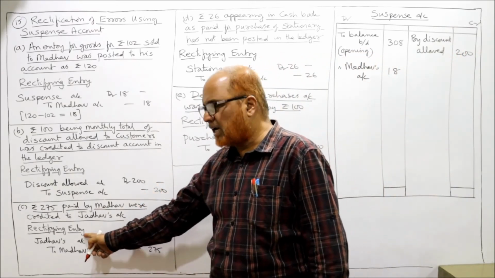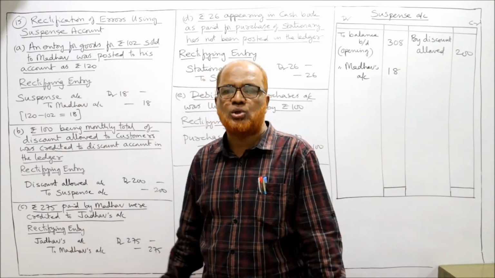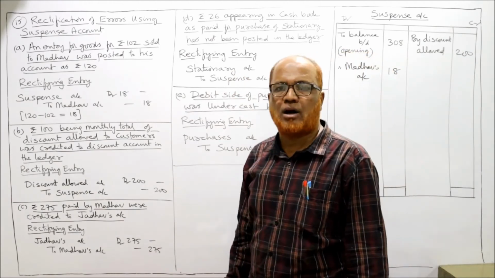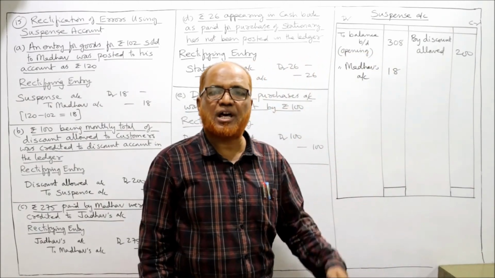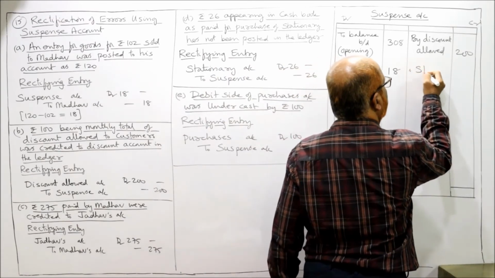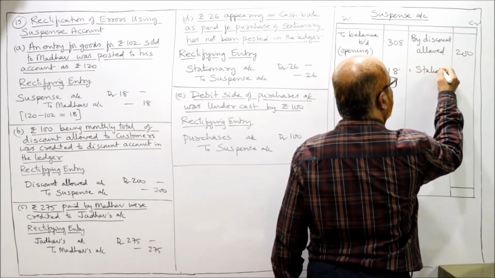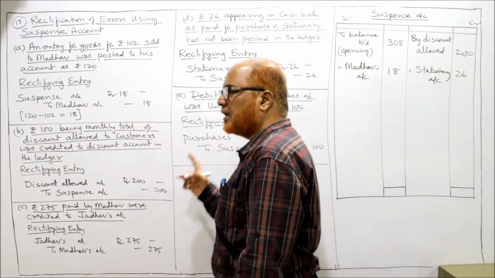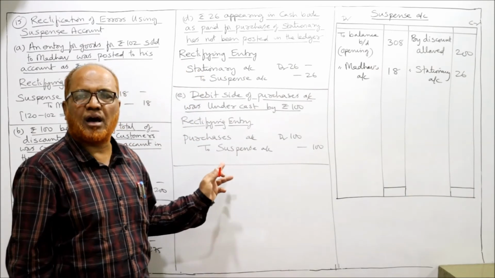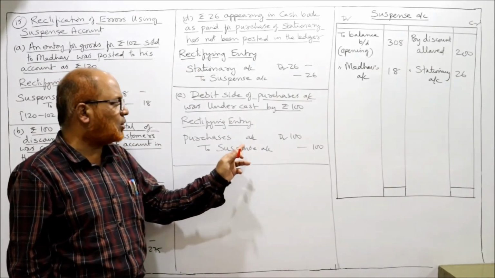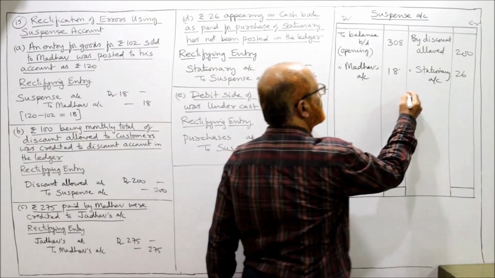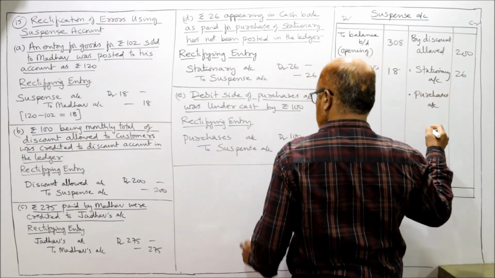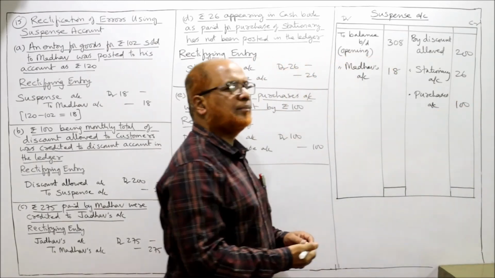Now third entry, Jadhav's account debit to Madhav's account. There is no suspense account. Ignore. Now stationery account debit to suspense account. The suspense account is credited by stationery account 26. Last entry, purchases account debit to suspense account. Suspense account is credited by purchase account 100. That's all.